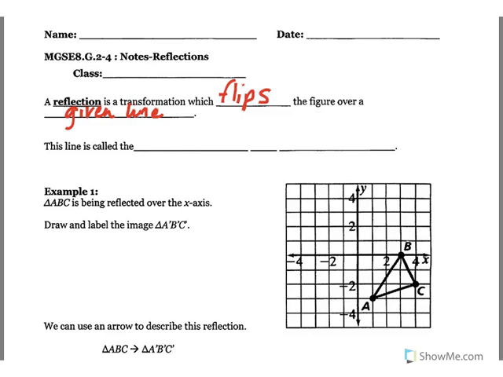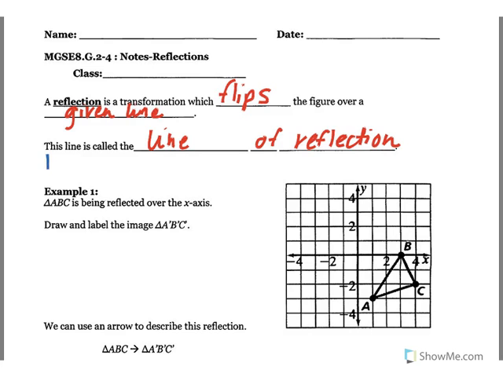Okay, this line is called the line of reflection. And this line can be any line. It can be the x-axis, it could be the y-axis, or it could be x equals 1. It could be any line.